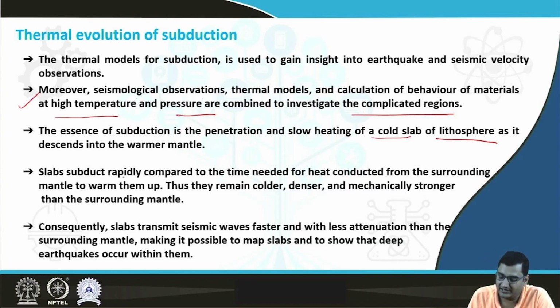Slabs subduct rapidly compared to the time needed for heat conducted from the surrounding mantle to warm them up. Thus, they remain colder, denser, and mechanically stronger than the surrounding mantle. Consequently, they transmit seismic waves faster and with less attenuation than the surrounding mantle, making it possible to map slabs and to show that deep earthquakes occur within them.